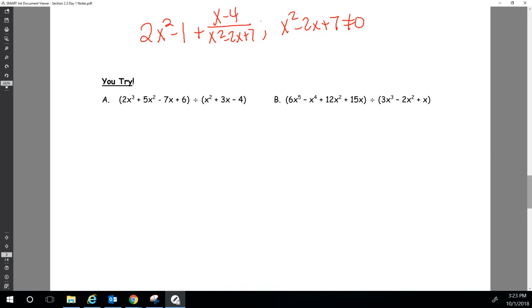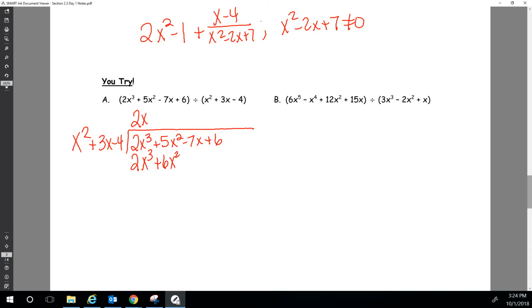So here we go. We got x squared plus 3x minus 4. Quick check on my degree shows me they're all in order. So 2x cubed plus 5x squared minus 7x plus 6. What times x squared would give me 2x cubed? That would be 2x. 2 times 3 would be 6x squared. 2 times negative 4 would be negative 8x.